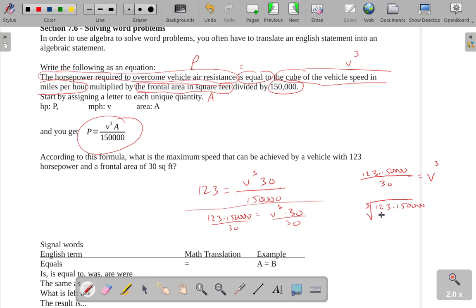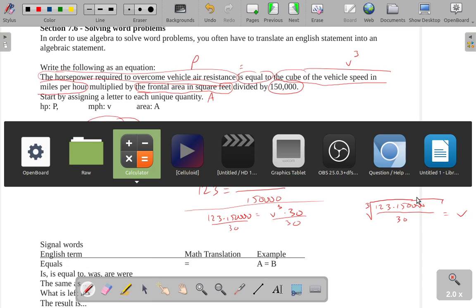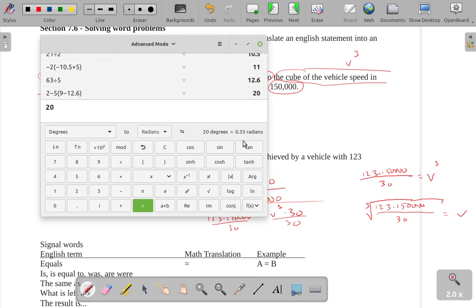So the cube root of 123 times 150,000 over 30 is equal to v. And this is something I can just ask my calculator. I didn't need to really do the intermediate steps. So on my calculator, I can do cube roots on here. I think that's the only way to do cube roots on here. A lot of calculators actually allow you to do cube roots.